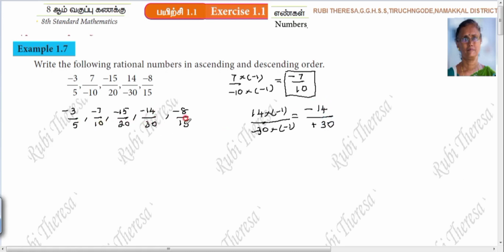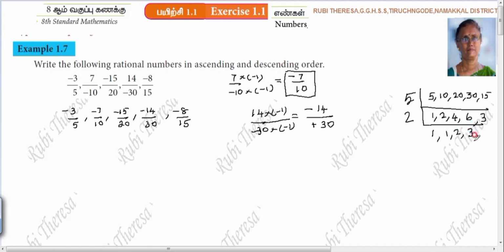Now, you see the denominator. You have to find out the LCM. As usual, you can do it. What is it? 5, 10, 20, 30, 15. What is the common table? The 5 table. 1 5 is 5, 2 5s are 10, 4 5s are 20, 6 5s are 30, 3 5s are 15. Again, is there any common multiple table? Yes, the 2 table is there. 1 you bring it down as it is. Then 1 2 is 2, 2 2s are 4, 3 2s are 6.